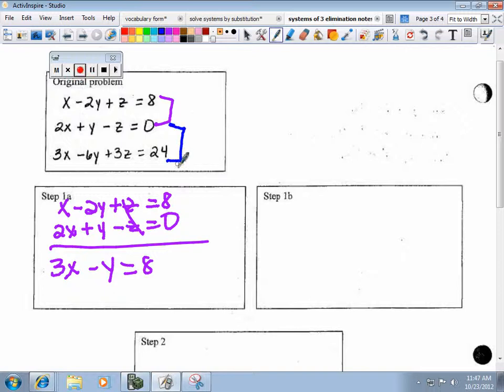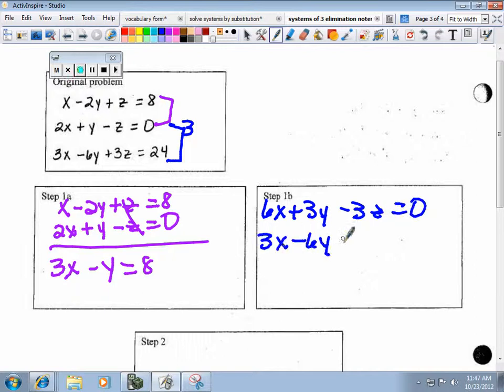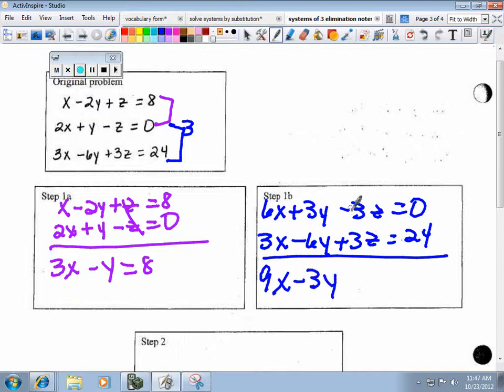Pick 2 different equations and you still have to make the z cancel. So I would go with these, and you're going to have to multiply the middle one by 3. So you get 6x plus 3y minus 3z equals 0. Bring down your 3x minus 6y plus 3z equals 24. Draw a line and combine. 6x and 3x gives you 9x. 3y minus 6y is minus 3y. Your z's cancel, and it's equal to 24.